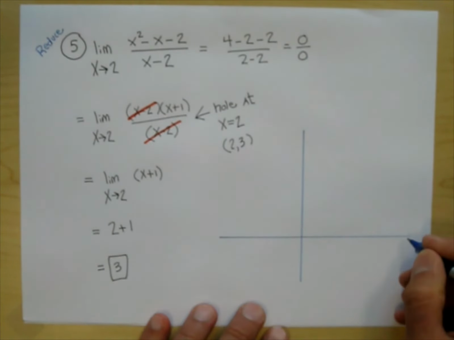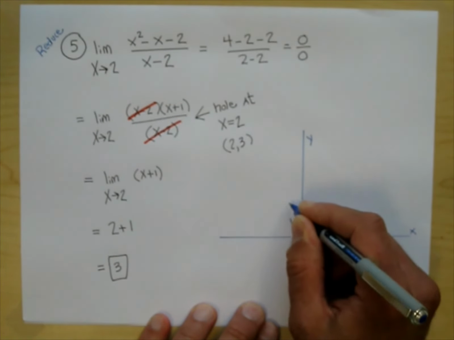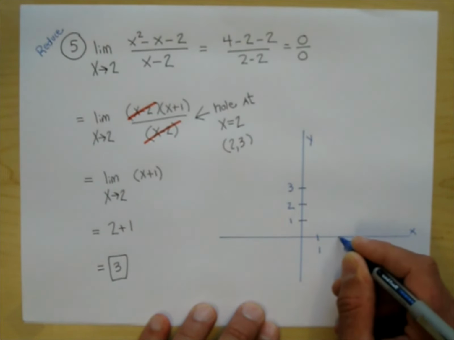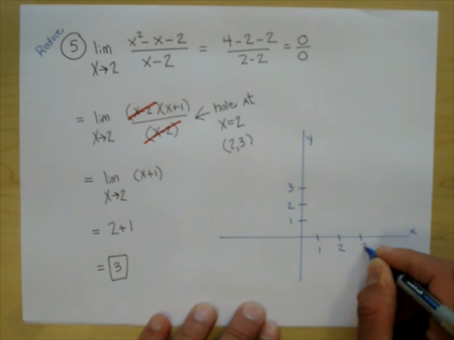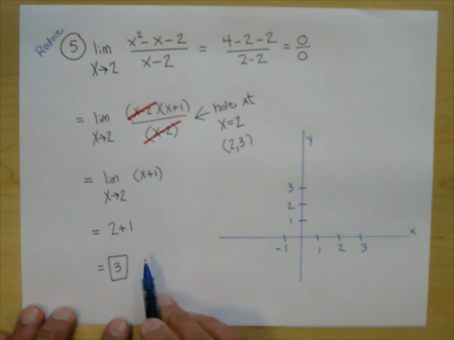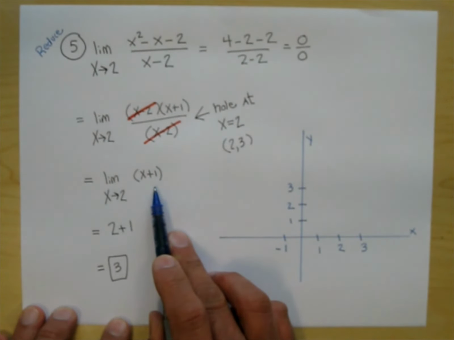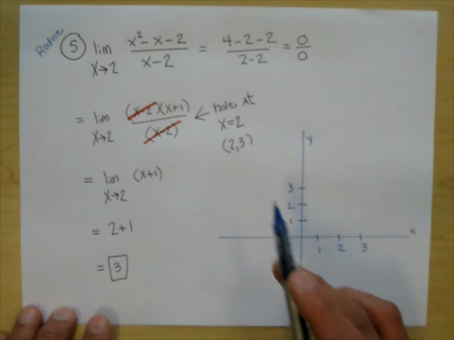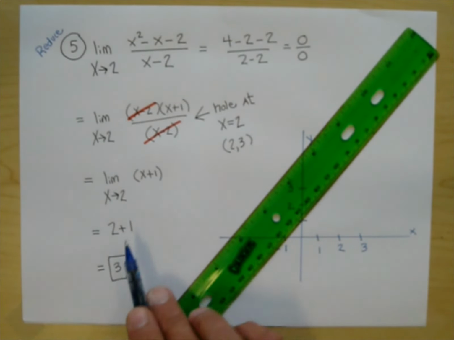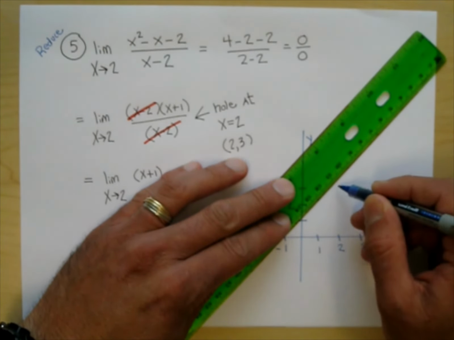We have our x-axis and our y-axis. 1, 2, 3, and then over here's 1, 2, 3. We have -1 here. What I'm going to do is I'm actually going to graph this function here. Now this function is really the graph of x plus 1 with a hole at 2, 3. Well, x plus 1 has a y-intercept of 1 and a slope of 1, so it looks like this.